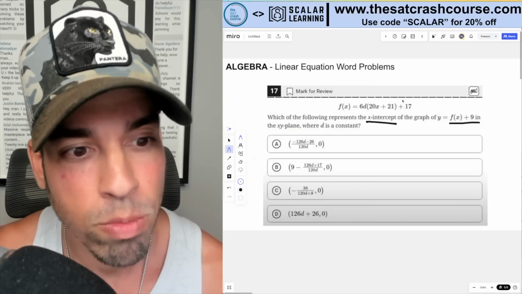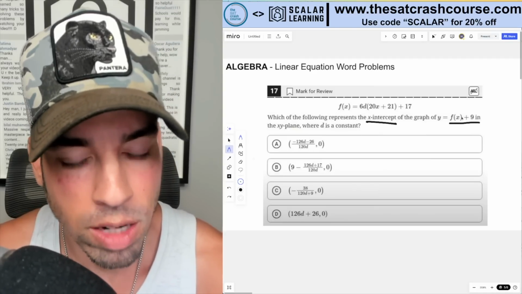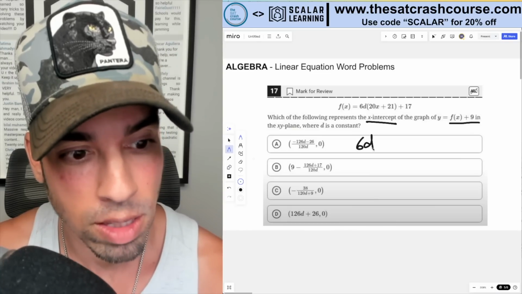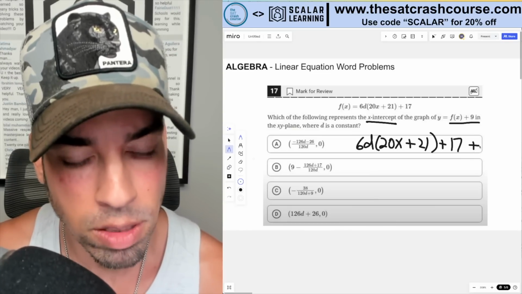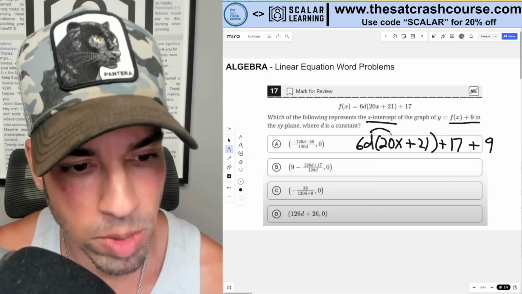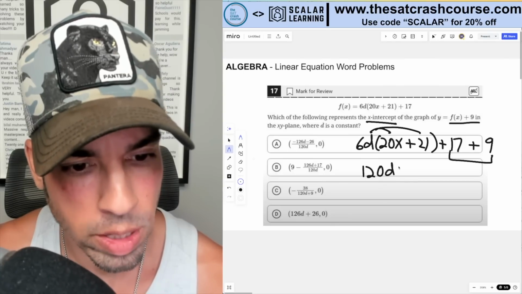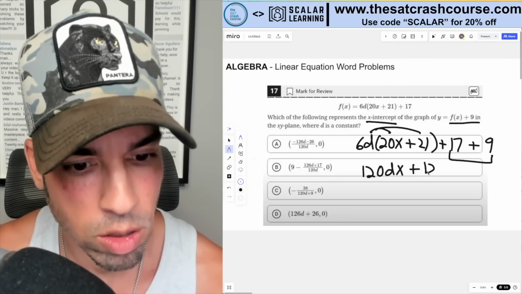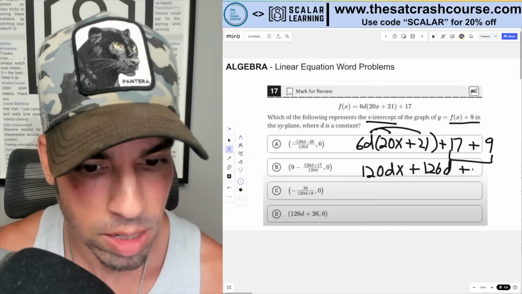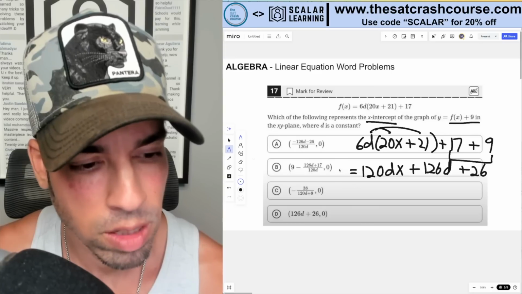First of all, you might look at this and say, oh, I can do it just from looking at this function, but really they're not talking about f of x, they're talking about f of x plus 9, which is the same as this function plus an additional 9. To simplify, I'm going to distribute here and combine like terms out here. So we have 120dx plus 126d, right? 6 times 21. And then 17 plus 9 is 26. And again, this is equal to f of x plus 9, which is y.